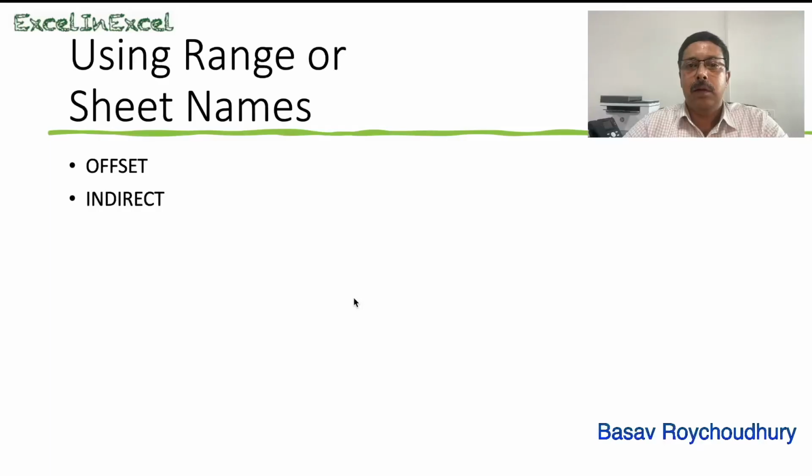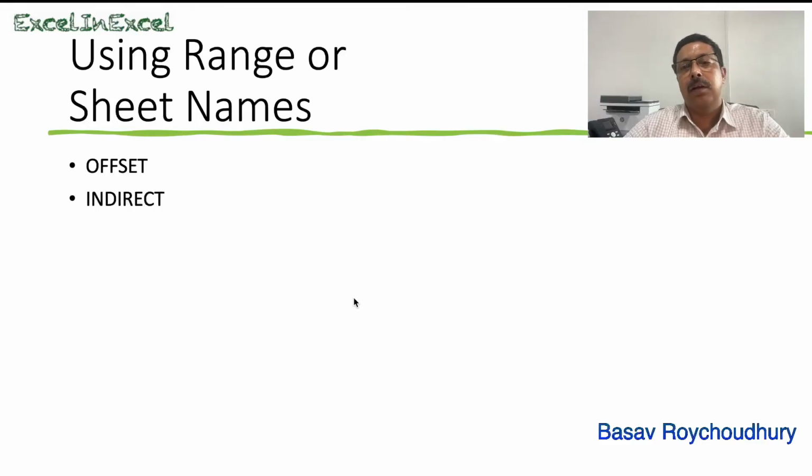To do that, we will basically look at two new functions. One is offset and the other one is indirect. The offset function allows us to create a range at runtime. That means when we were making the model, we may not have exact details of the range, and this range might vary depending on other inputs. So offset allows us to create a range on the fly.